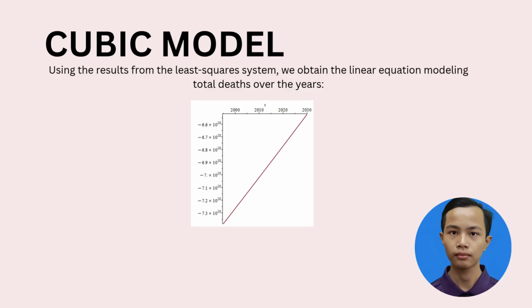This page is the graph. So we use the result from the least square solution on the first page earlier. When we do this, we can get the modeling of total debt over the years. So this graph is not acceptable because it starts from a negative y, and approximately it's not correct, because when we use the other models, they start with positive values, so this cannot be accepted.